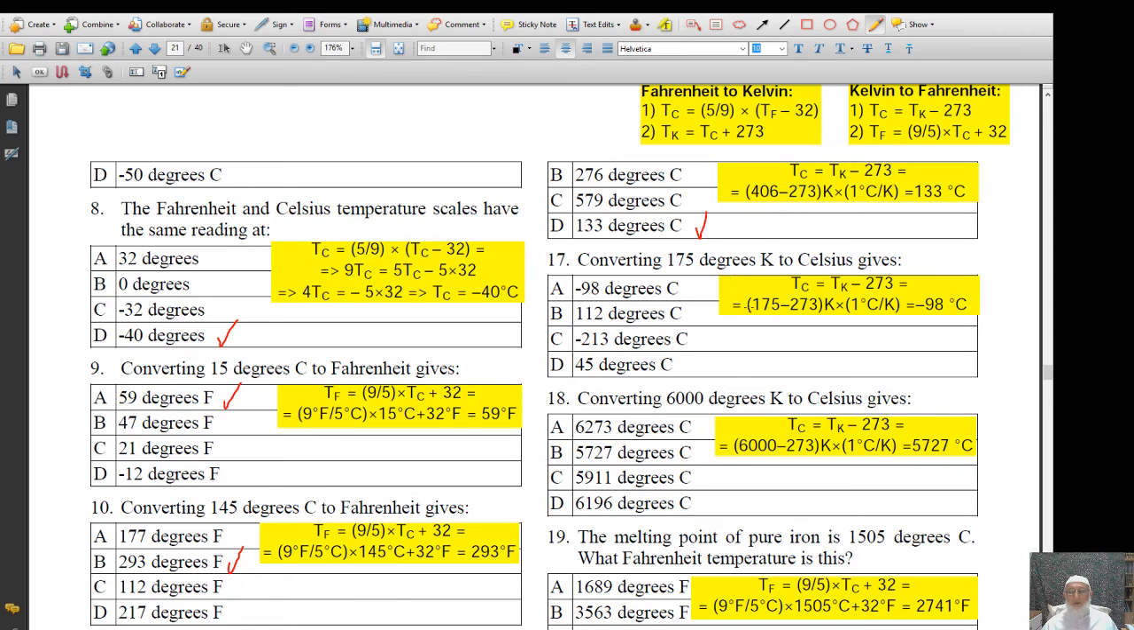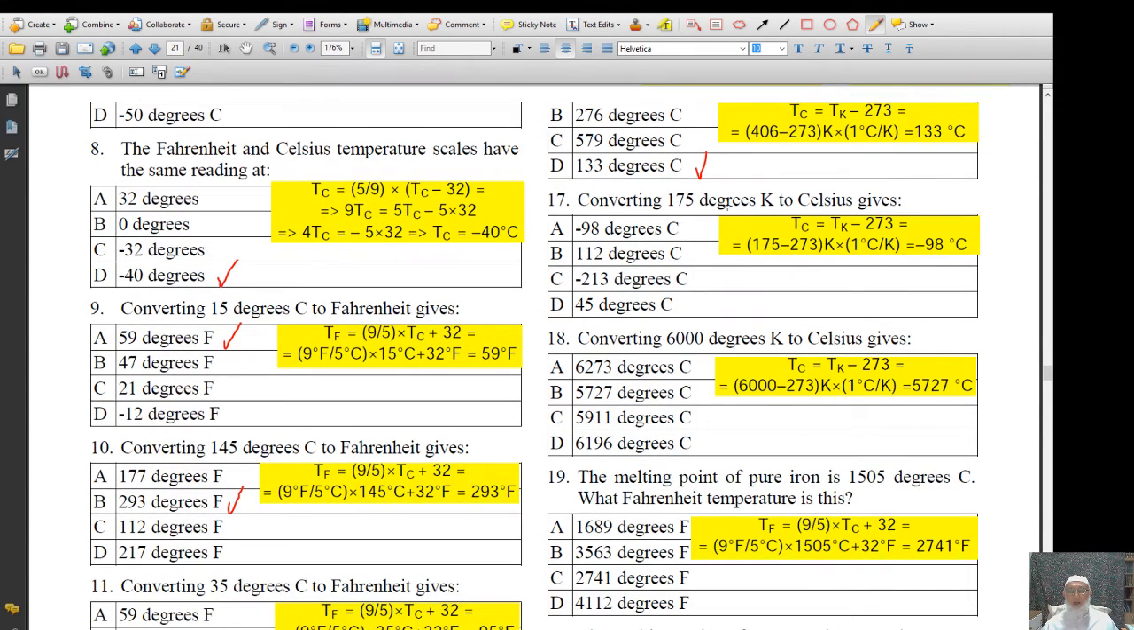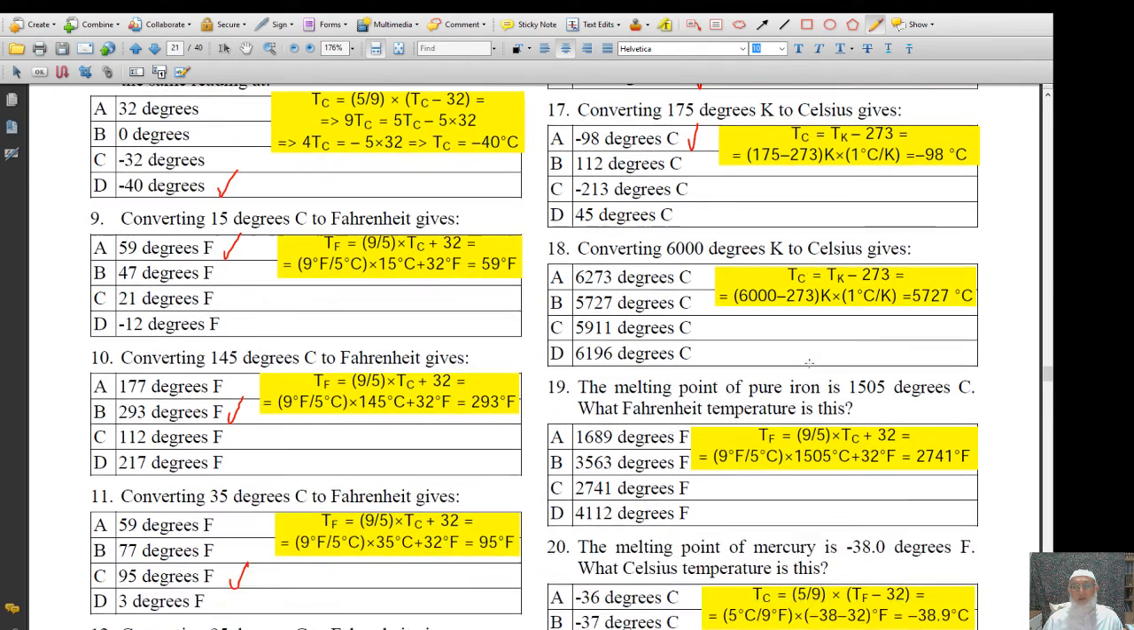Okay, the next one, converting 175 degrees Kelvin to Celsius. What comes out? Same thing, but the Kelvin changed from 406 to 175. So it's 175. Otherwise, it's exactly the same. So the answer is minus 98 degrees Celsius. Next one, 6000 degrees Kelvin to Celsius. Same thing. So the answer is 6073, which is 5727.